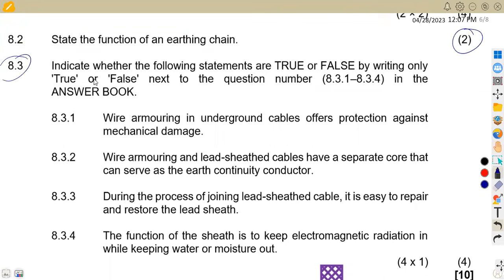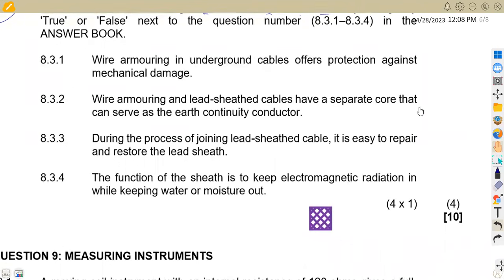And we move on to 8.3: indicate whether the following statements are true or false, by writing only true or false next to the question number. The first one: wire armoring in ground cables offers protection against mechanical damage. This is true, it actually offers protection against mechanical damage. Next: wire armoring and lead sheathed cables have a separate core that can serve as the earth continuity conductor. Do we have such? We do not.